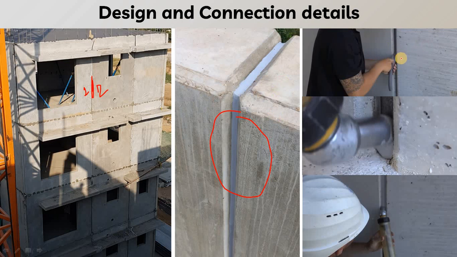So here you can see first the backer rod is fixed between two panels, and then this is the sealant that is used as a waterproofing material that is filled between two panels. Here you can see how this is applied. After that it will dry and create a rubber type of layer which will avoid the penetration of water.